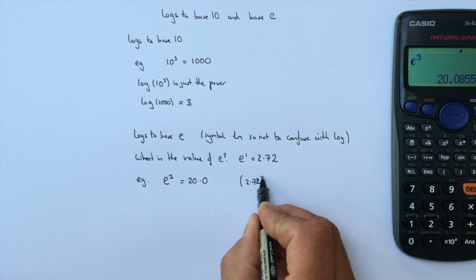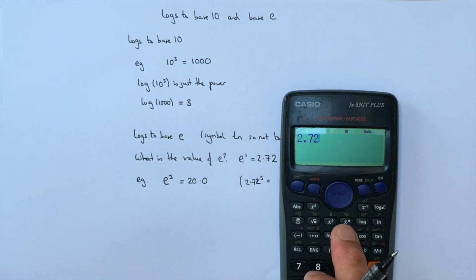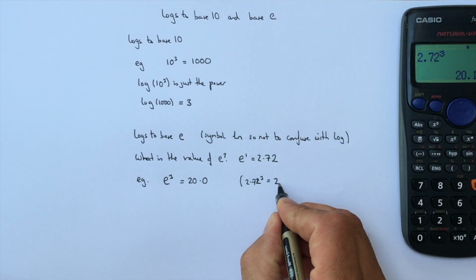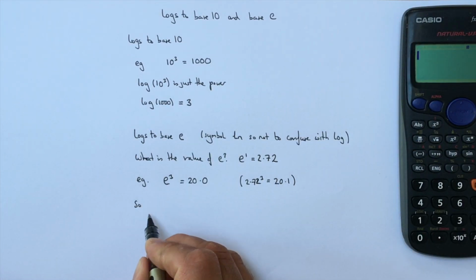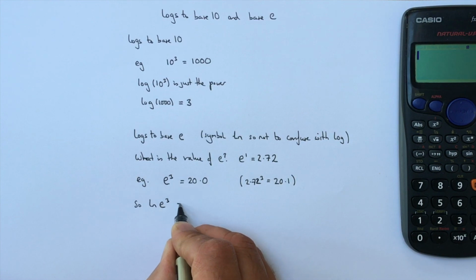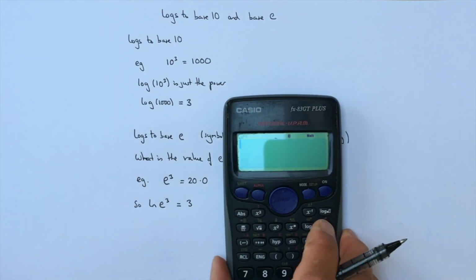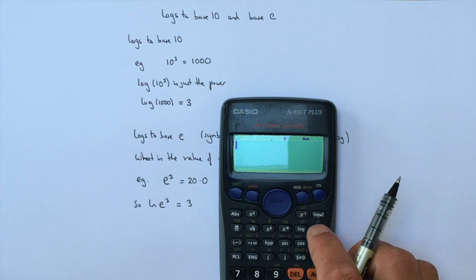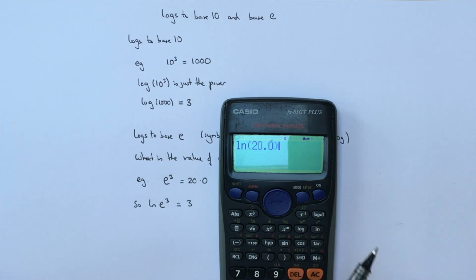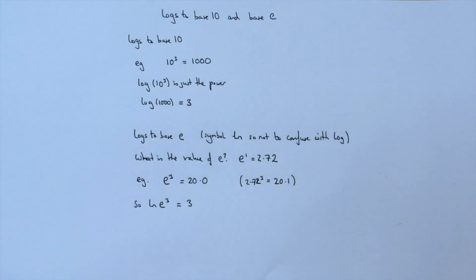Similarly, 2.72 to the power 3, which is e to the 3, should give us the same number. So the log of e to the 3 should just give us the power, which is 3. So the log of 20.0 does give us 3. Hopefully this gives you a reasonable idea of the difference between logs to the base 10 and logs to the base e. There are many examples in nature where things decay or grow exponentially.